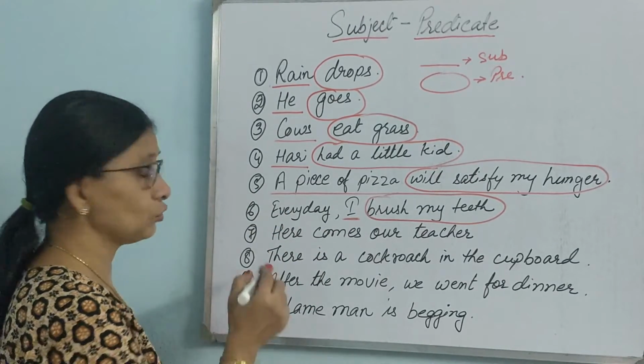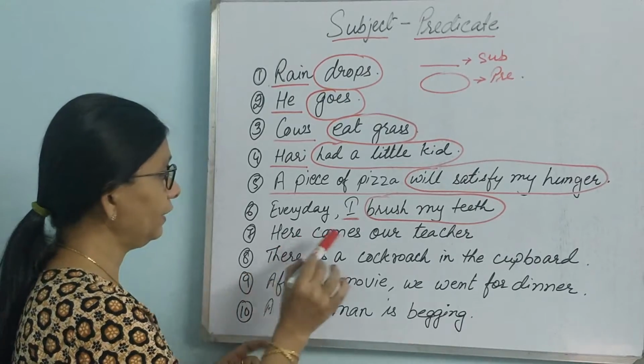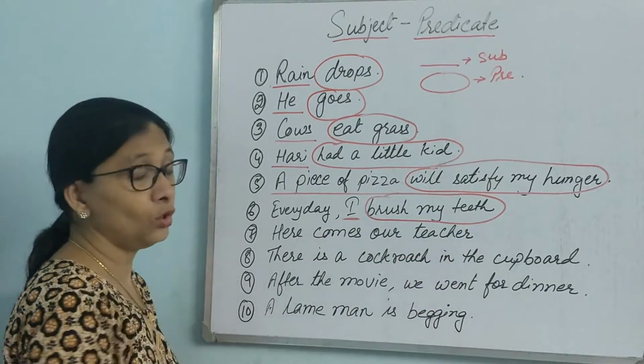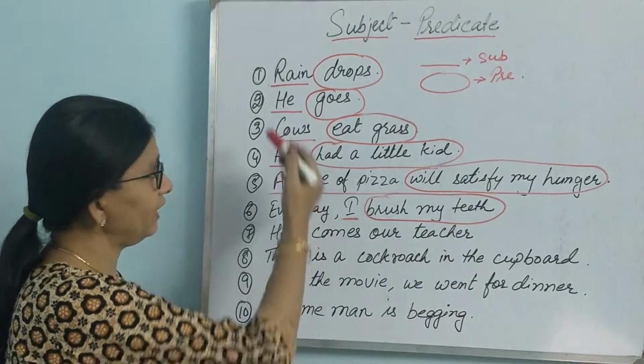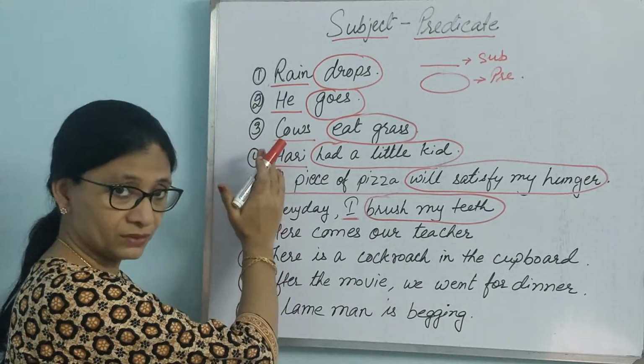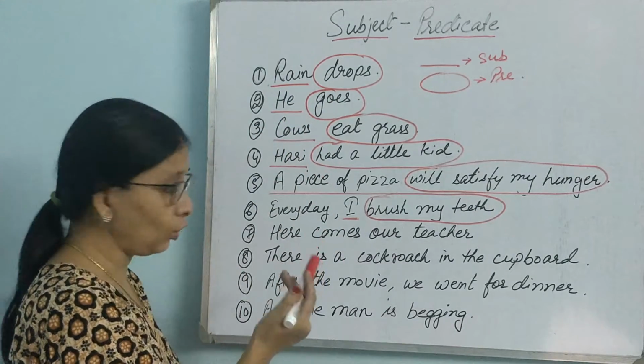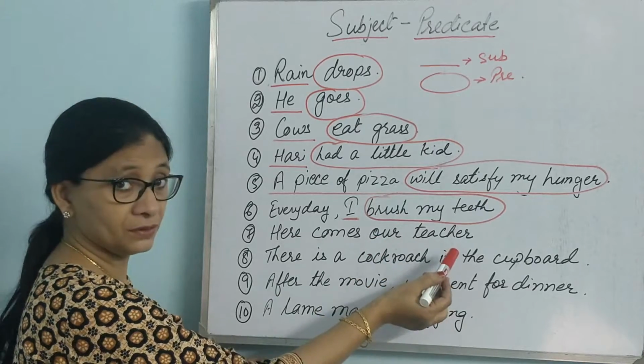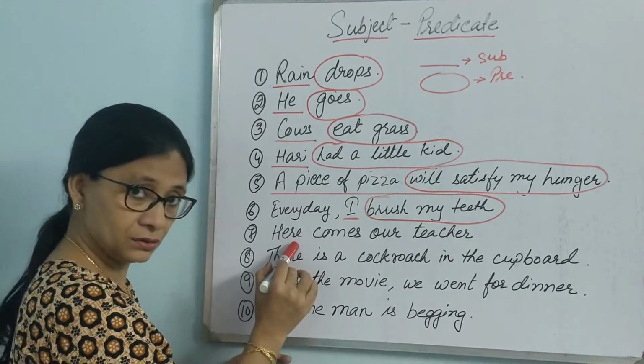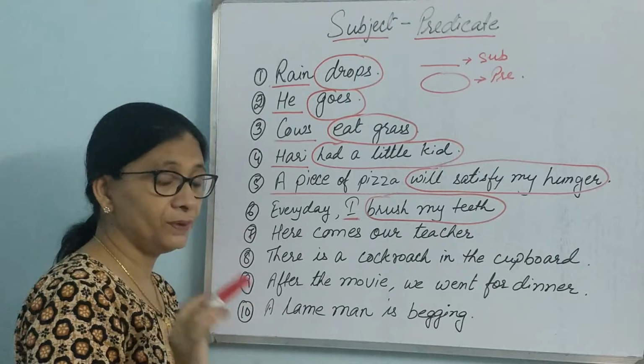Then the next sentence is also interesting. Look here. Here comes our teacher. So which is the subject? We have seen the subject is coming at the beginning of the sentence, isn't it? So by that logic, what should be the subject here? Here? No. Subject will always be a noun or pronoun.